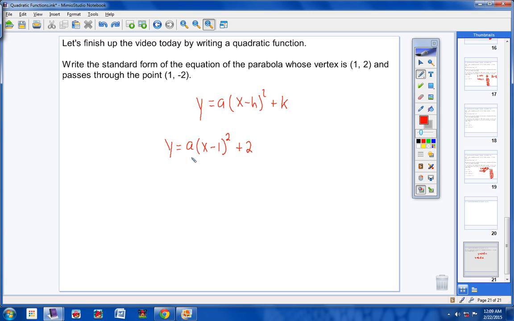How do you do that, Mr. Hartwell? This ordered pair here was the vertex, and we used that to get some numbers here. Now, I know that the graph passes through another point. So if I can take these values and put them in for x and y, then I can solve for a and see what a is. So this is my x and this is my y. Where the y is, I'm going to put negative 2. Where the x is, I'm going to put 1.